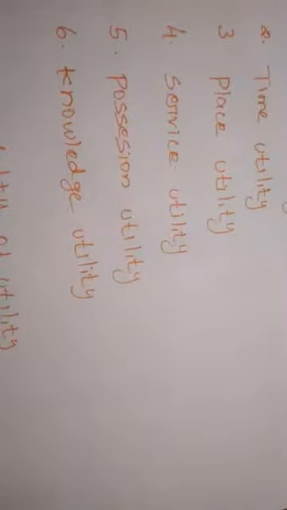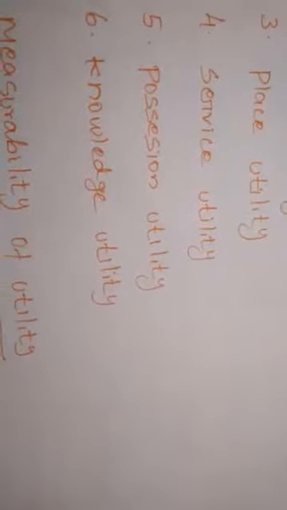Next, possession utility. Possession utility is also like place utility. If we want to consume any commodity, we must possess that commodity in our hand itself. Only then can we consume it. For example, if we want to drive a car, we must possess it as our own, in our name. Only then can we get the utility. If we simply see that car in an auditorium or in an exhibition, it is not providing utility.